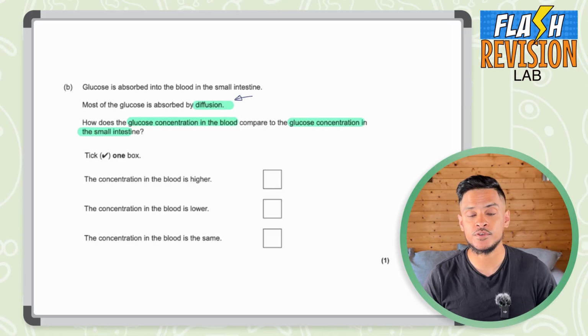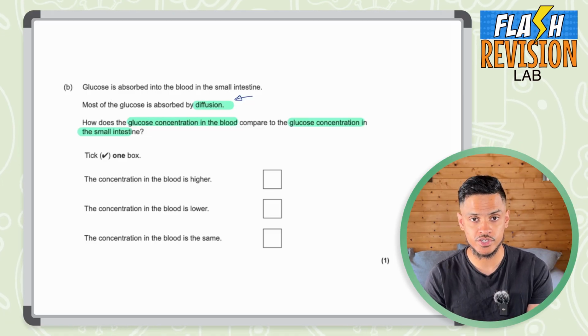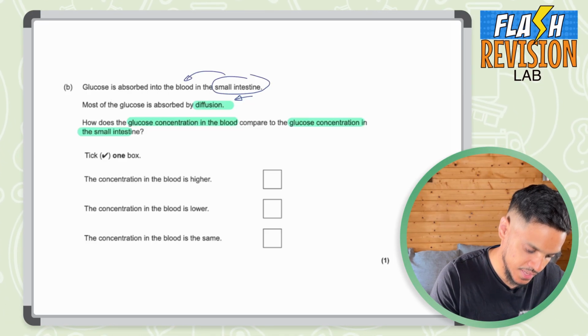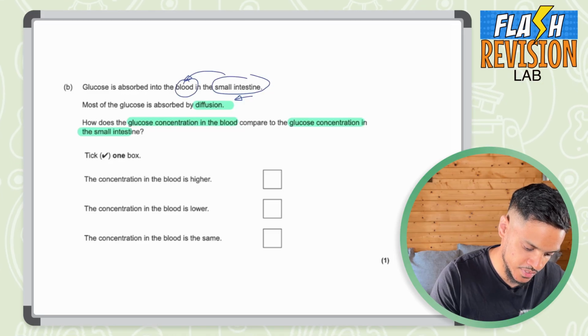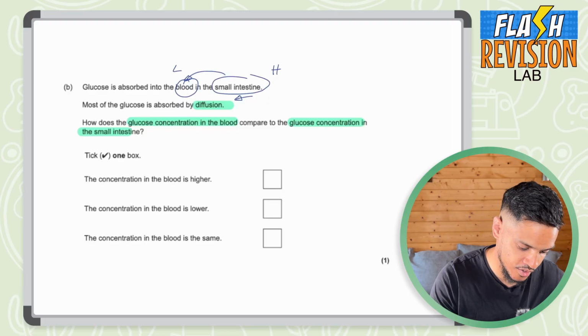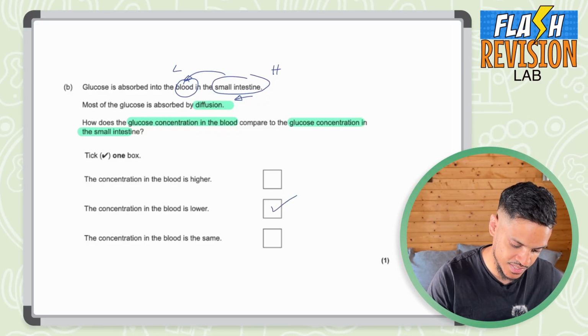If it's moving by diffusion, it's moving from a high concentration to a low concentration. So here it's going from the small intestine into the blood. So that must mean the small intestine has a high concentration and the blood has a low concentration. So the answer here is the concentration in the blood is lower.